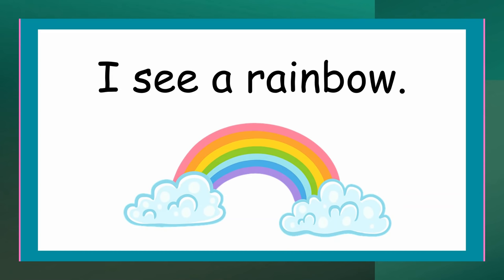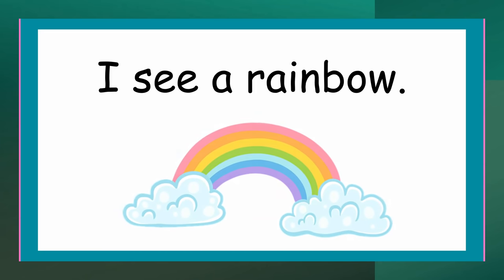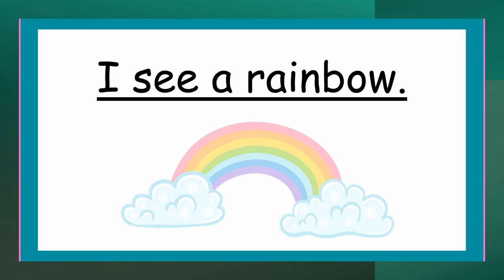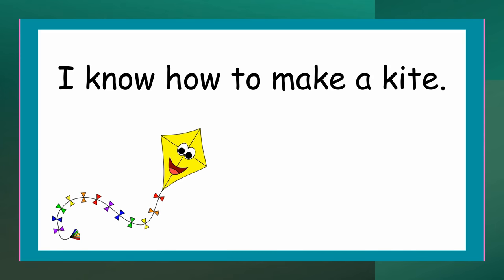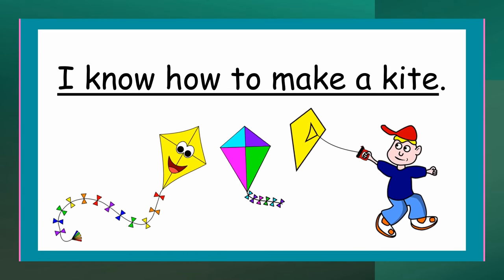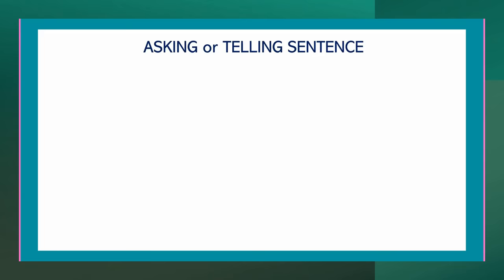I see a rainbow. It's your turn. I know how to make a kite. Your turn. Now try to do this activity. Identify if it is asking or telling sentence.